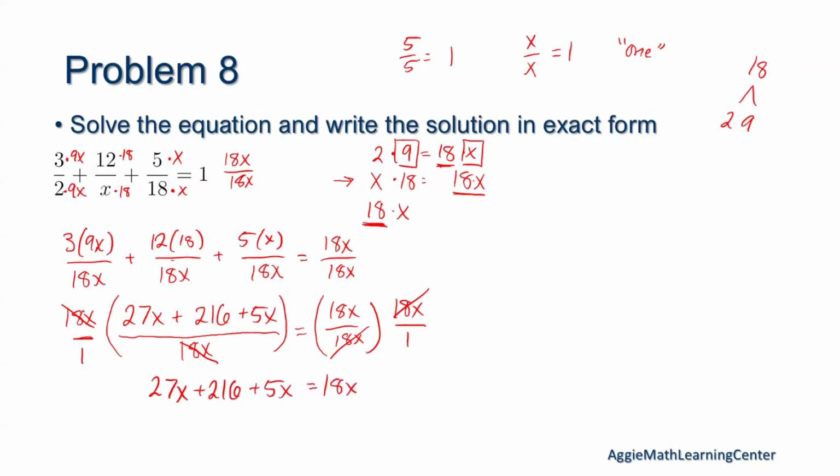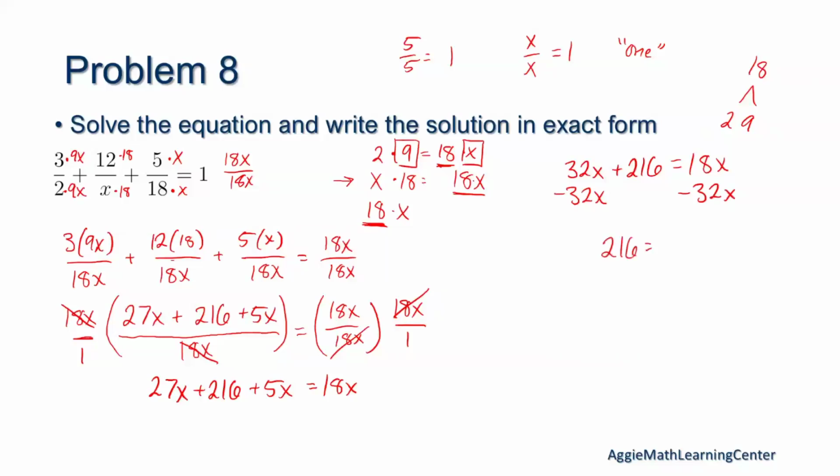I'll point out in this one, do all of our x's have the same power? We've got just x to the power of 1, right? We don't have an x and an x squared. That means we don't have to use the zero factor property. We can just solve for x. So we'll combine this 27 and 5, that's 32x plus 216 equals 18x. And then we'll move this 32x over by subtracting.